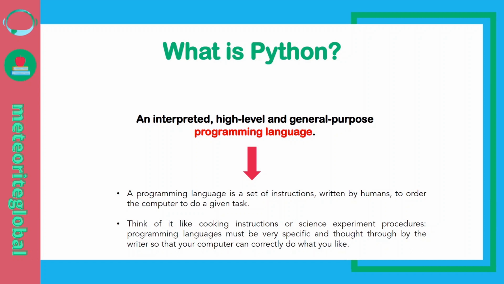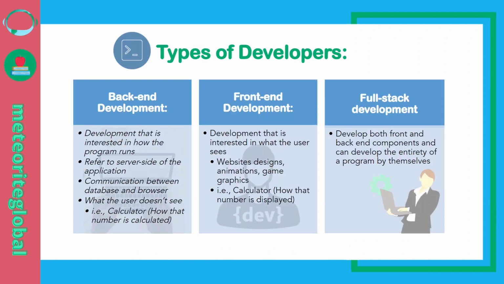You have a set of instructions you have to follow, and that syntax, and you put that code, and that code is the instructions to your computer, and that computer takes those instructions and executes them, right? Now, programming languages must be very specific and thought through by the writer so that your program can correctly do what you want to do. Okay, so this is what Python is.